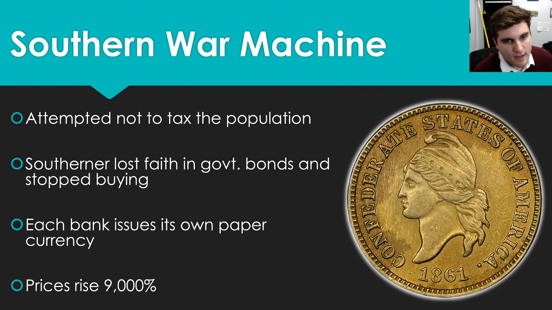Now, one of the things that the Confederate States tried to do was not tax the population. But if you don't tax the population, you're not going to have money to fight the war effort. And Southerners very quickly lost faith in government bonds and stopped buying them. And what you saw is that each bank began to issue its own paper currency. And this was, like we talked about before, when you have the issuance of several different varieties of paper currency, you don't have the ability to regulate pricing.